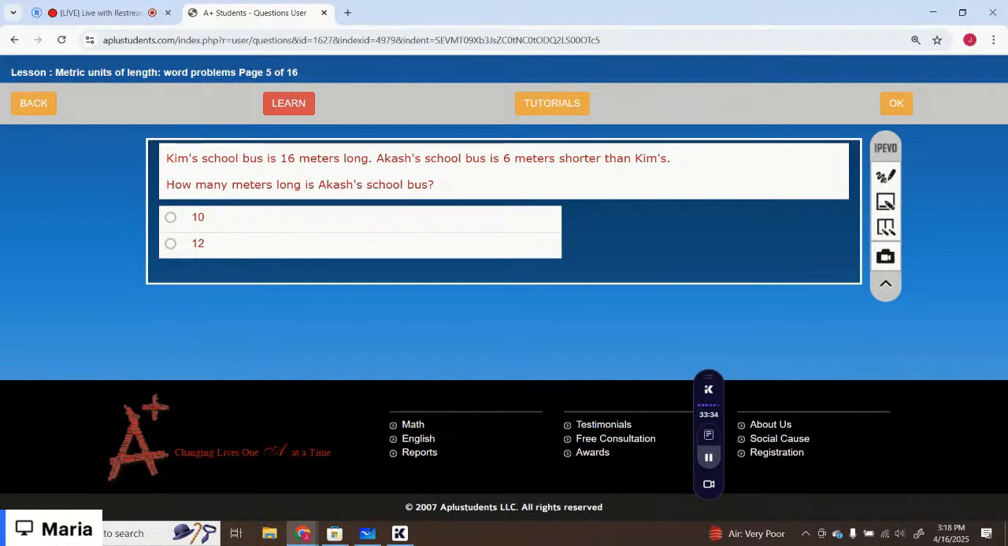Kim's school bus is 16 meters long. Akash's school bus is 6 meters shorter than Kim's. So option number one is the correct option.